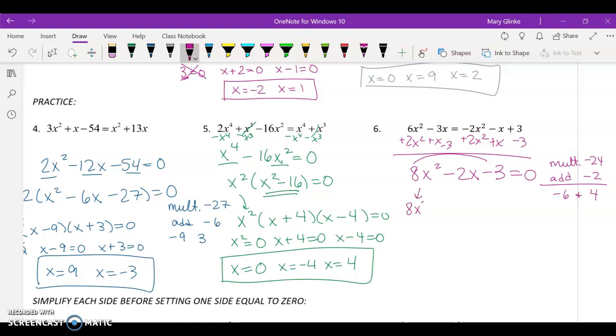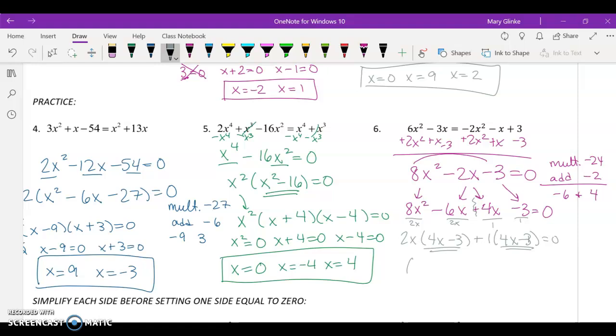So we're going to bring down the 8x squared. We're going to break up the next one to minus 6x and plus 4x. And we're going to bring down the minus 3. You chop this in half and see what the first two have in common. They have a 2x in common. So you're going to divide that GCF out. You will get 4x minus 3. The next two don't have anything in common, so we're going to divide out a GCF of 1 when that happens.